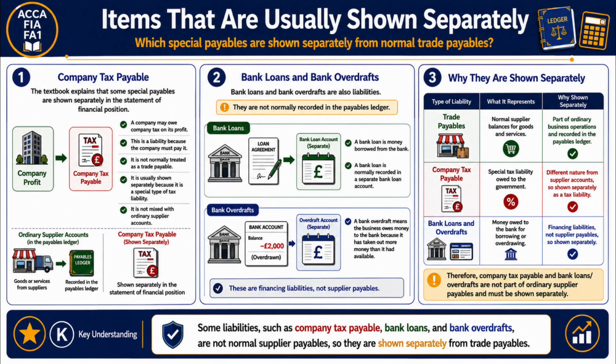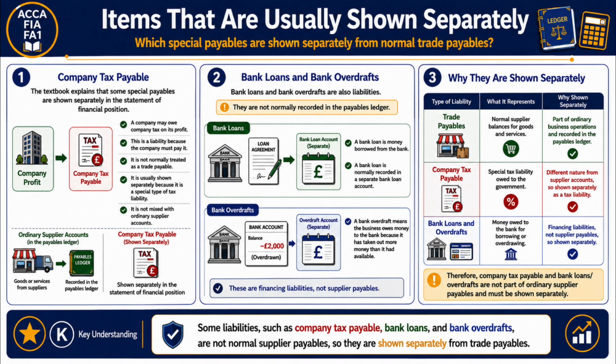Company tax payable. A company may owe company tax on its profit. This is a liability because the company must pay it. But company tax payable is not normally treated as a trade payable. It is usually shown separately because it is a special type of tax liability. So, company tax payable is not mixed with ordinary supplier accounts.